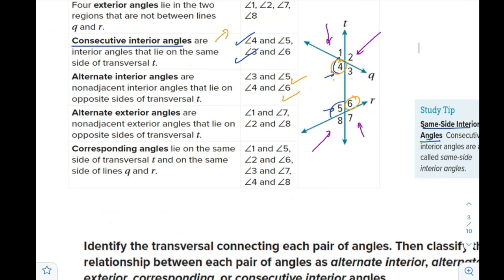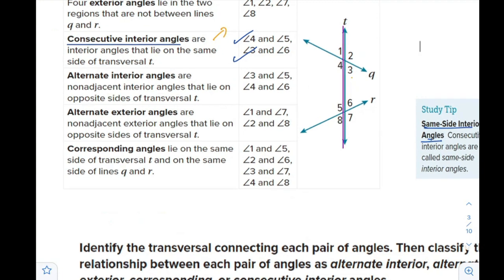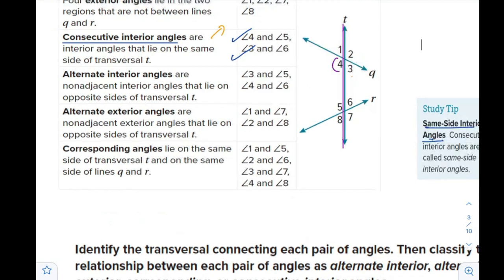The last pair that we need to emphasize is corresponding angles. They lie on the same side of the transversal. Here, this is the transversal. And on the same side of lines Q and R, as you see here, one interior, one exterior. So 4 and 8 are corresponding. 3 and 7 are corresponding. Also, 5 and 1 are corresponding.